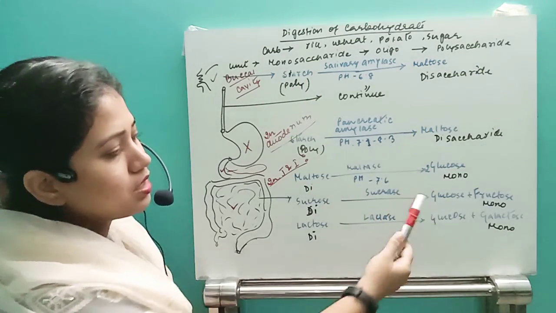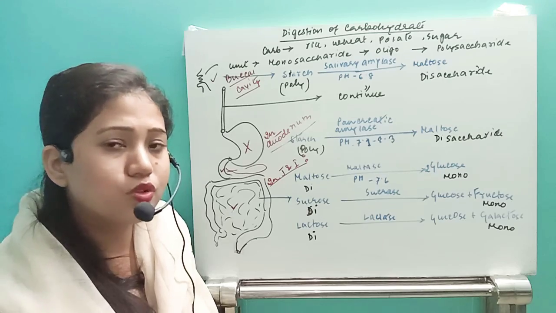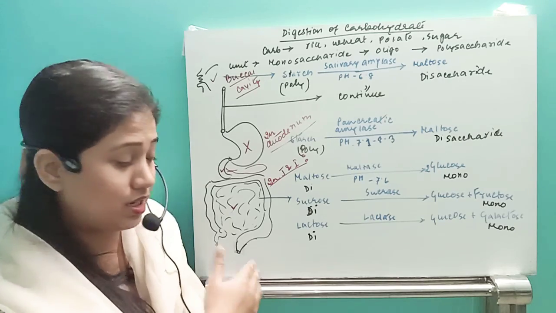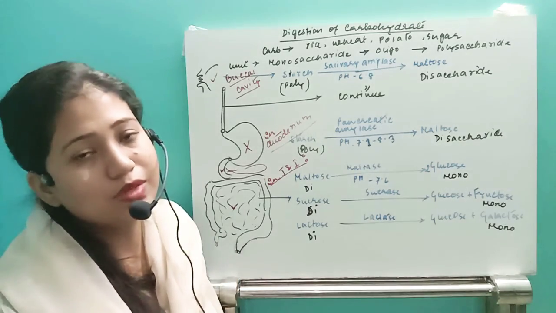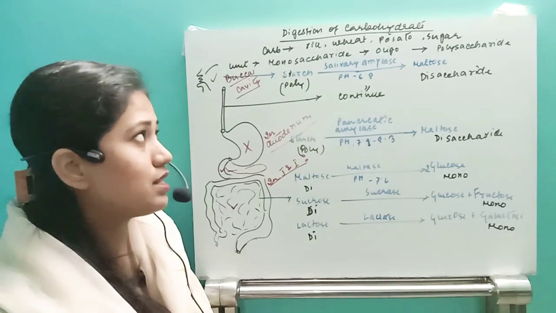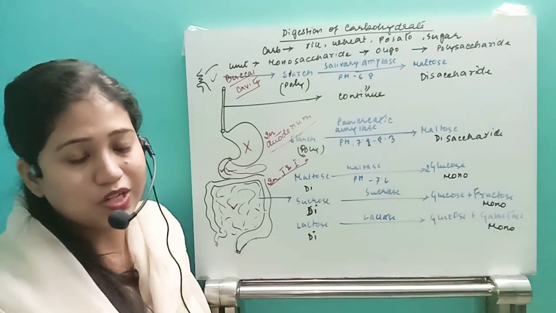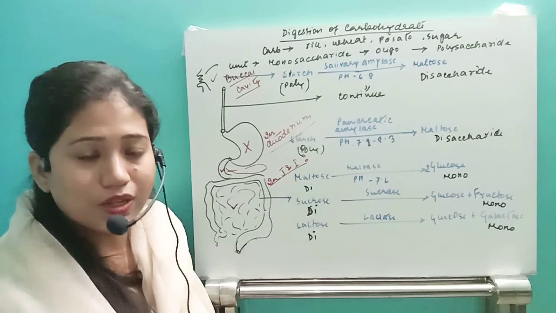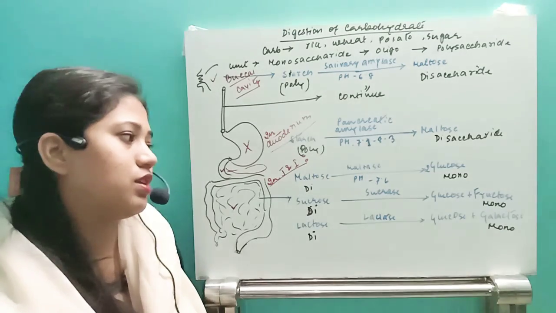So whenever it attains the unit, the digestion of carbohydrate in the region of the jejunum and ileum is completed, right? So yes, that is the process of digestion of carbohydrate. I hope you understand. So that's all about carbohydrate digestion.